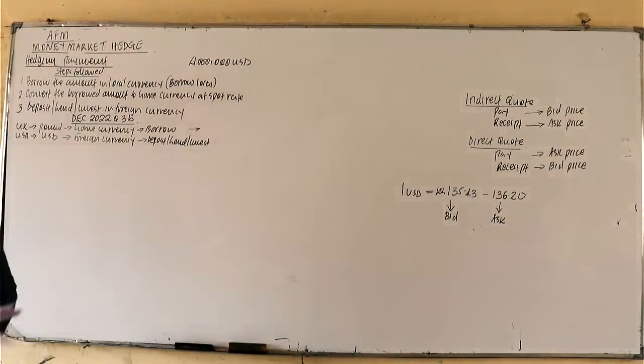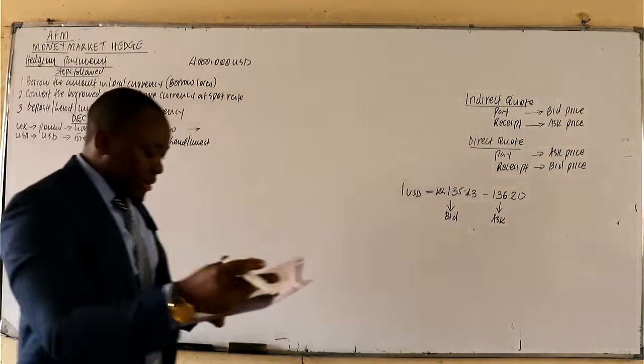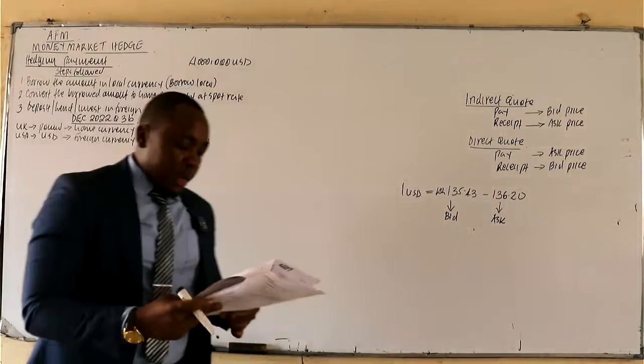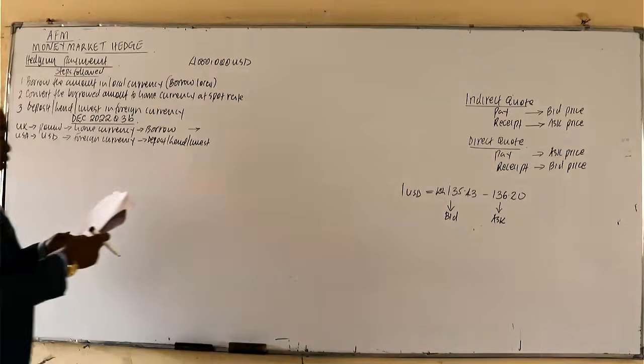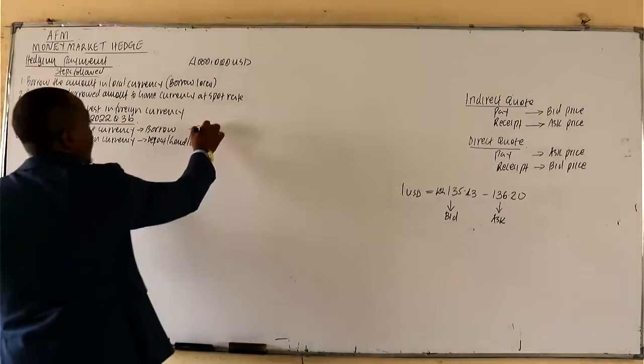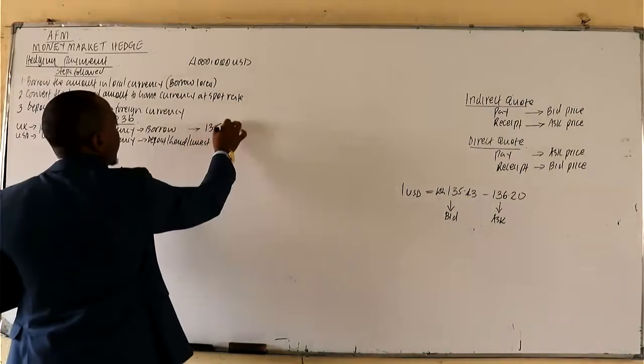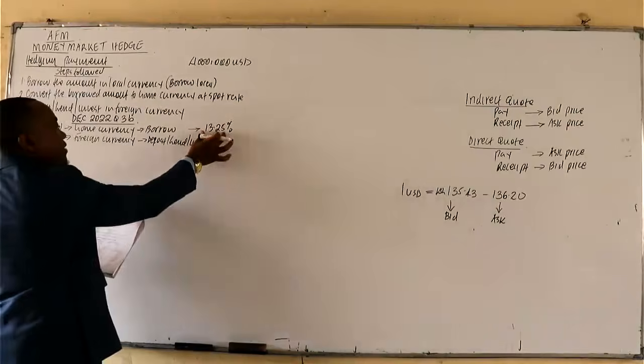And remember, in this case, we expect to pay after 3 months. So you take the borrowing rate of the sterling pound for 3 months, which in this case is 13.25%. But note that this is an annual rate.